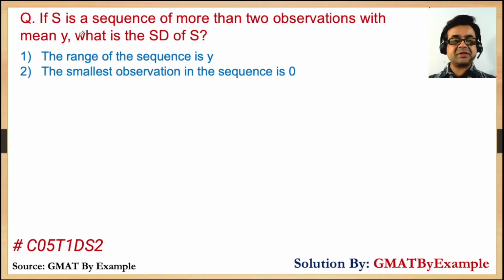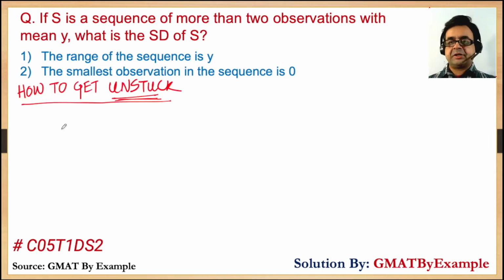Okay, so let's get started on how to get unstuck on this problem. Let's read through the question first and understand where people usually get stuck. So S is given to be a sequence of numbers, and it is also given that it has more than two observations. Now observations is a little bit confusing language, but all it means is it has more than two numbers in the series or the sequence.